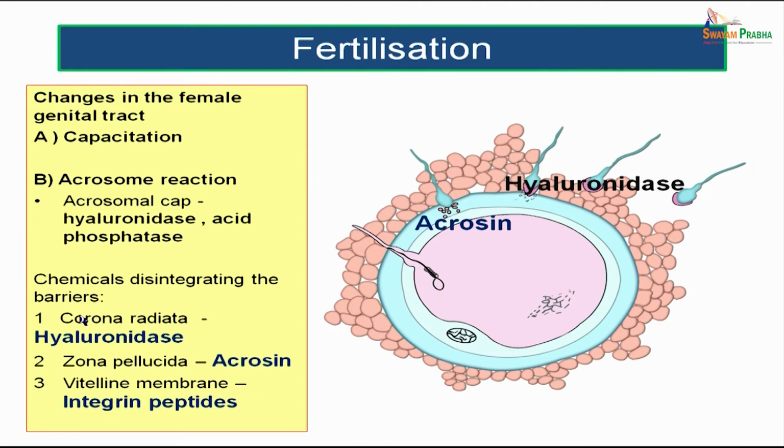The chemicals disintegrating the barriers are at three main levels: the corona radiata by the hyaluronidase, the zona pellucida by the acrosin, and the vitelline membrane by the integrin peptides. So, these are the three main barriers which the sperm has to cross in order to reach the vitelline membrane and to fuse with the vitelline membrane.